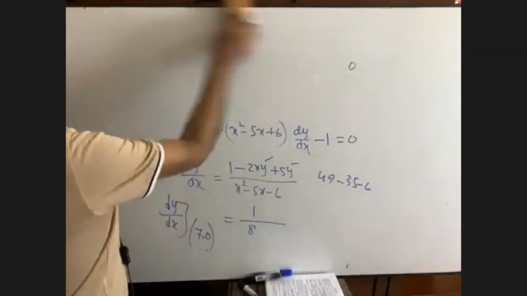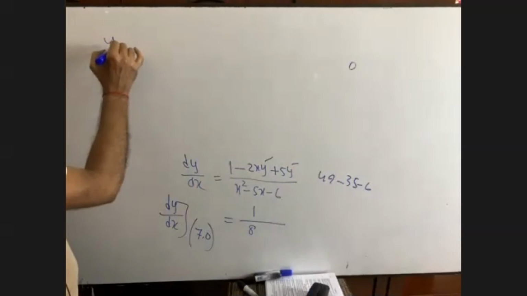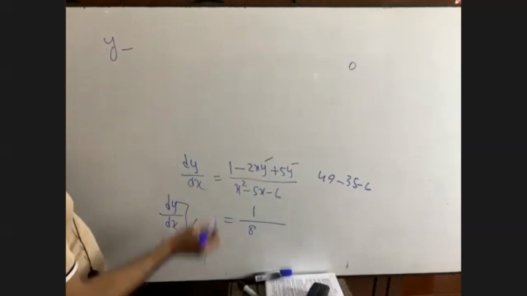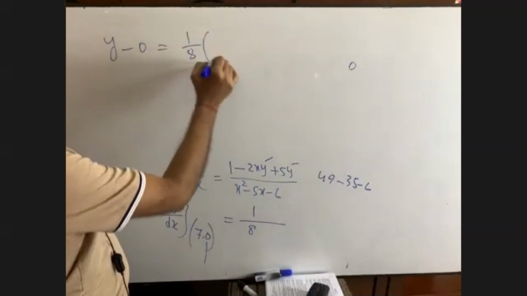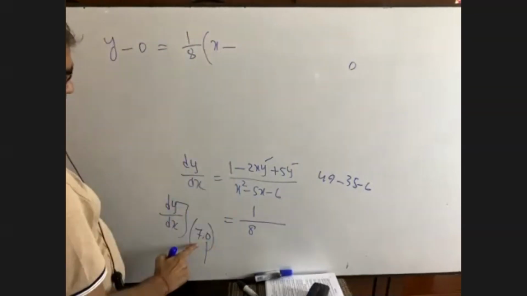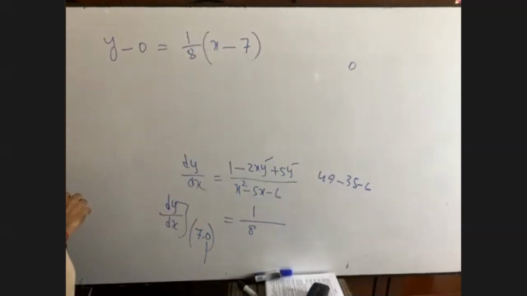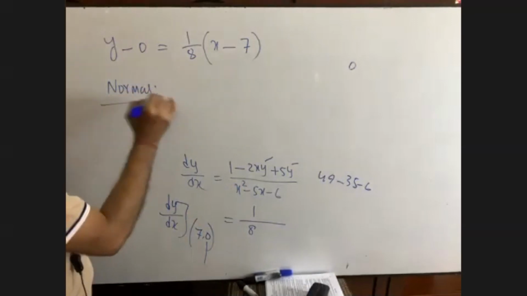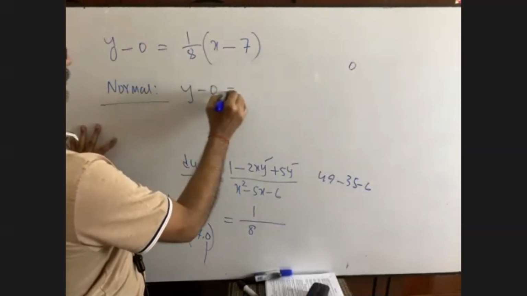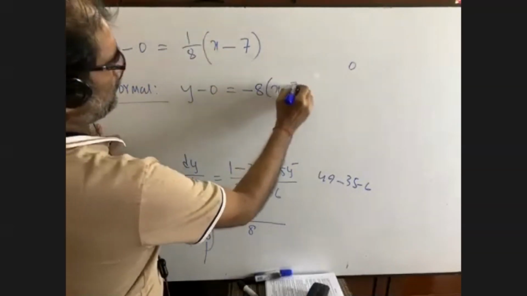Now you have to find the equation. What is the formula? y minus y naught equals m times x minus x naught. So you will get an equation. That is your answer. For the normal, y minus 0, it will be its opposite, minus 8. Who has not got it?